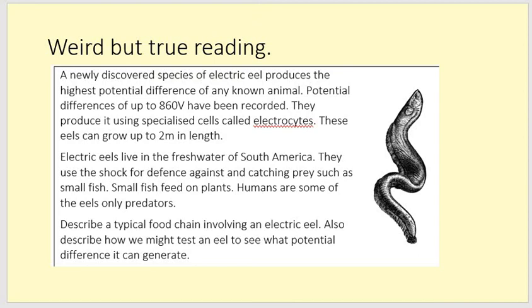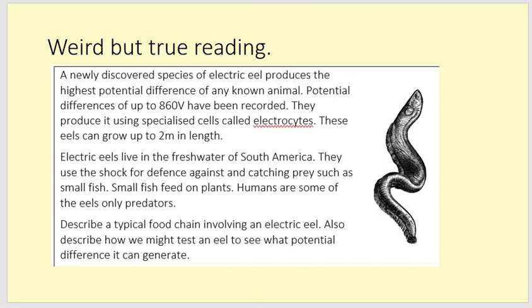Electric eels live in the fresh water of South America. Fresh water means rivers, not the sea. They use the shock for defence against other predators and to catch prey such as small fish. The small fish feed on the plants, and humans are pretty much the only predators for the eels. People do like to eat eels.